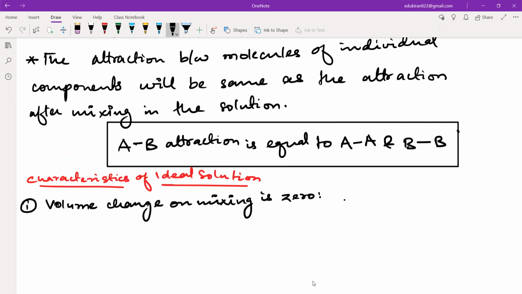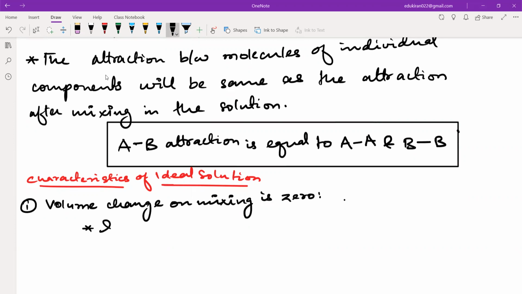Please tell me that the volume change of mixing will be equal to 0 because the forces of attraction are not changing. If the forces of attraction are not changing, the distance between two molecules will not change, and that is why the volume will not change. Yes or no? Abdurrahman, Adriel, Fatima, Sarah, tell me. Is that clear? Volume mixing will be 0. Yes or no?